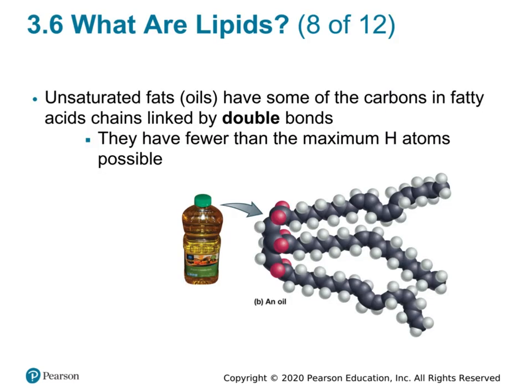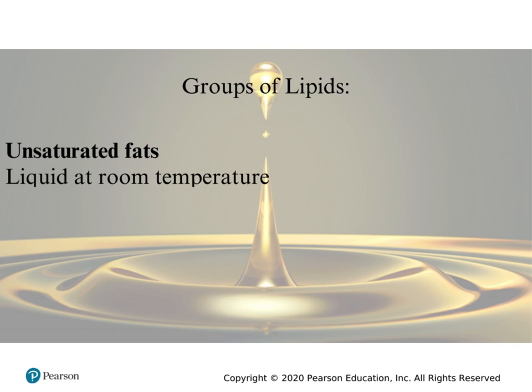Unsaturated fats, on the other hand, are generally called oils. They tend to come from plants. They have fewer than the maximum number of hydrogen attachments to carbon because they have double bonds between their carbons. And that's going to give their fatty acid tails a bend or a kink. And that's going to mean that they can't fit closely together and are more likely to be a liquid than a solid. So examples of unsaturated fats are things like avocado oil. They're liquid at room temperature, and they do have double bonds in their fatty acid tails.